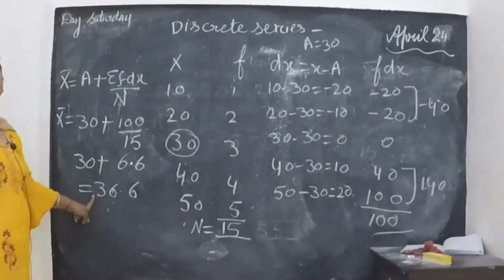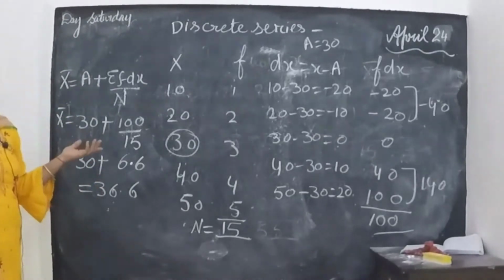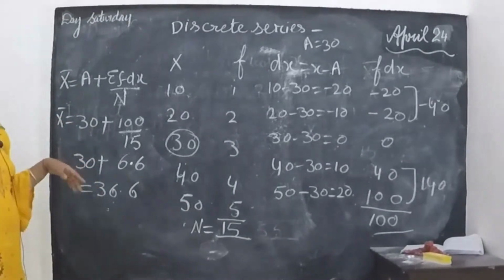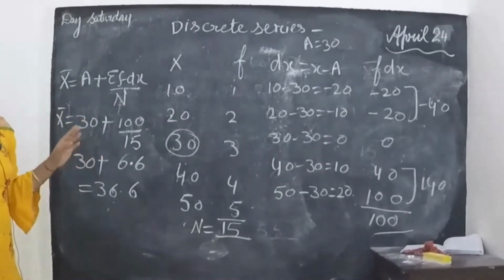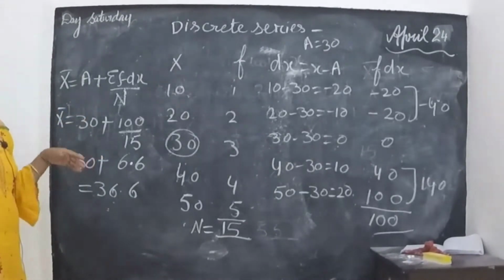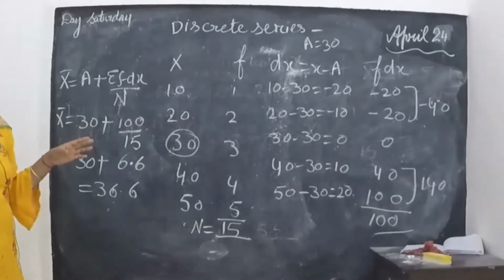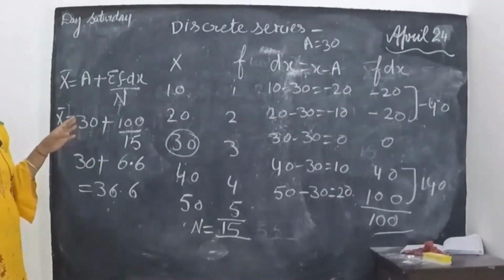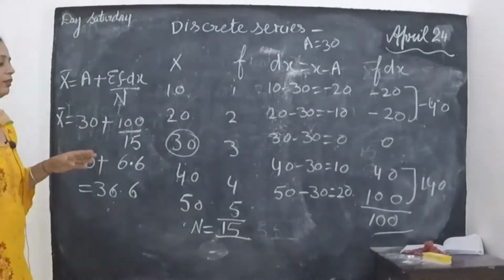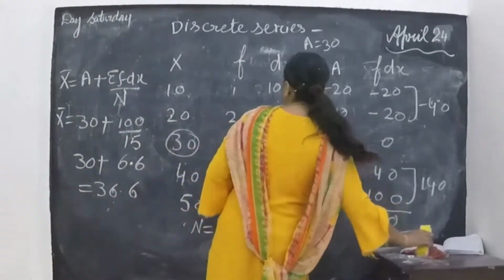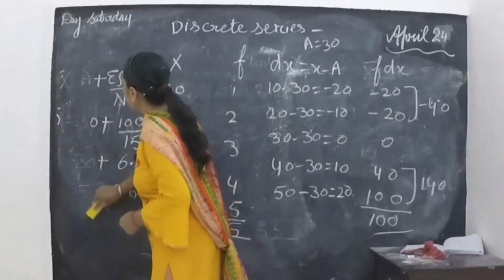You can solve this sum by any method, whether it is direct method, shortcut method, or step deviation. The answer will be same. Now I think this concept must be clear to you. Now I am proceeding for the step deviation method. The statement is same, but the formula has changed.